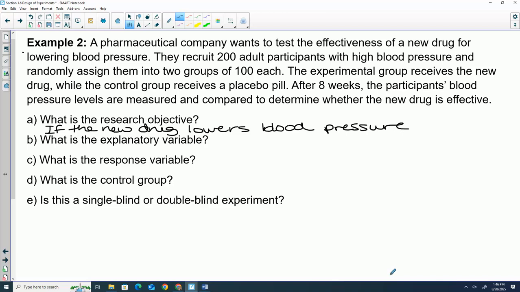What is the explanatory variable here? The thing we control. Who gets it and who's the placebo? Okay, so the variable is the medication they receive, whether it's the real one or the placebo. What response are we measuring? The blood pressure.